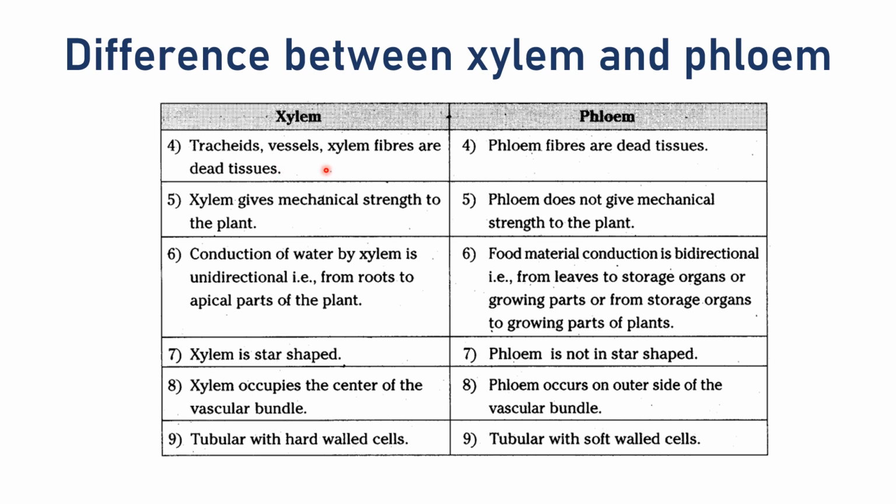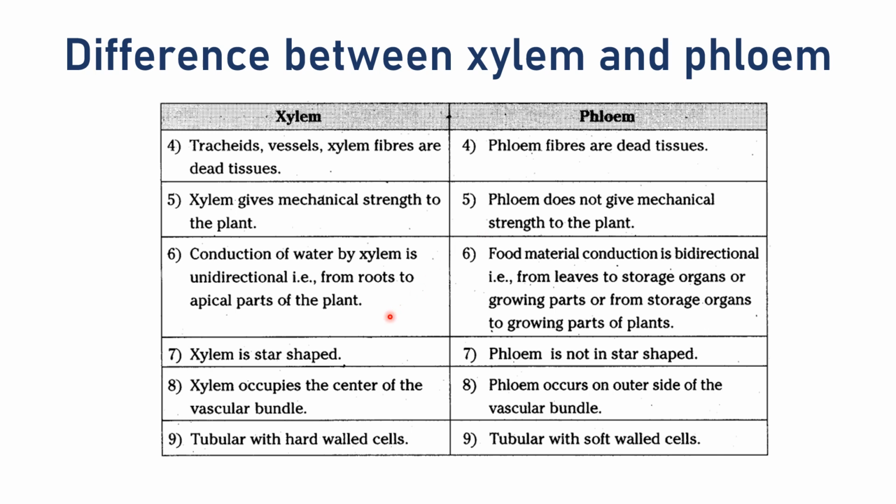That also you can mention. Here, xylem fibers are dead tissues, whereas here phloem fibers are dead tissues. Xylem gives mechanical strength to the plant, and phloem does not give mechanical strength to the plant. Which cell of xylem gives mechanical strength, children? Sclerenchyma, right? Xylem fiber. Xylem sclerenchyma or xylem fibers, they are the same. So xylem fibers give mechanical strength to the plant. Phloem does not give mechanical strength to the plant.